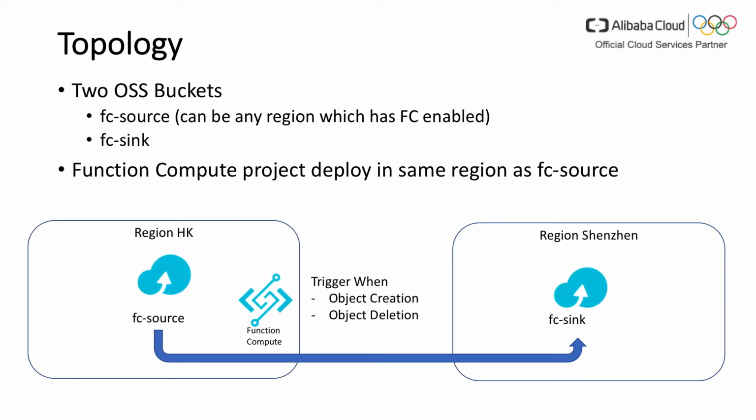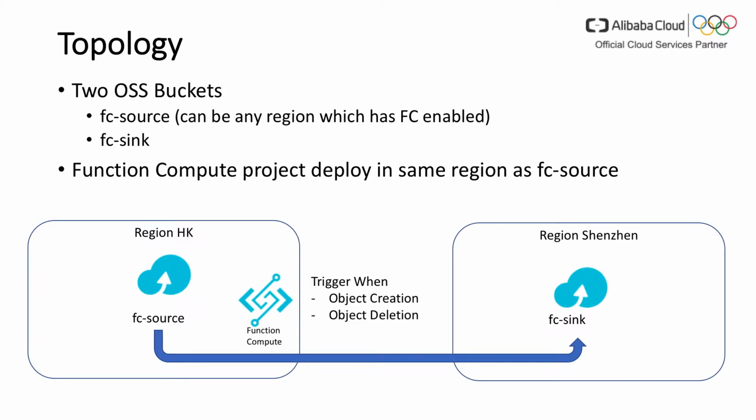Here is the topology we would like to discuss. In this topology, we will involve several things. One, of course, we will get the two buckets. One is the function compute source. It can be any region which has the function compute enabled, which is quite essential because without the FC, we have no way to enable it. Another bucket is the sink, which can be any region used to copy the file to.